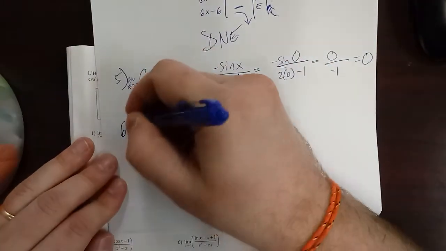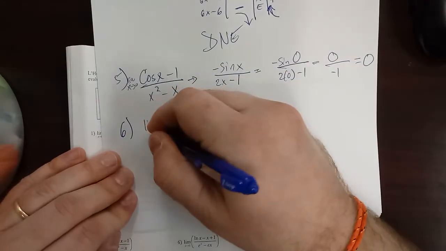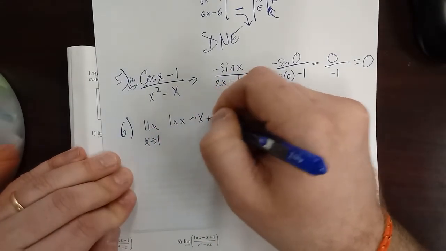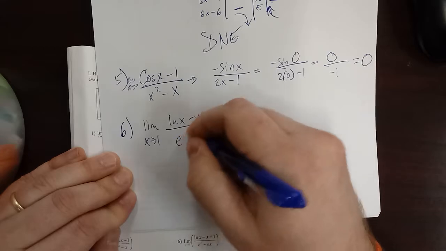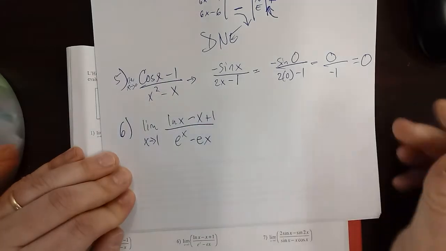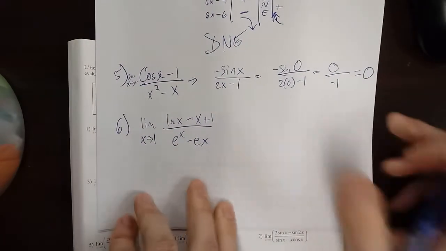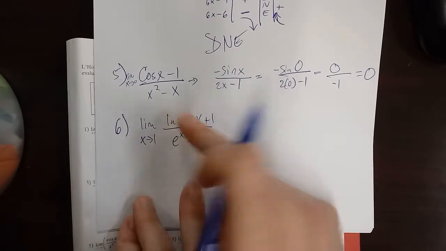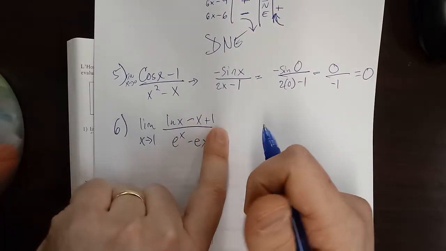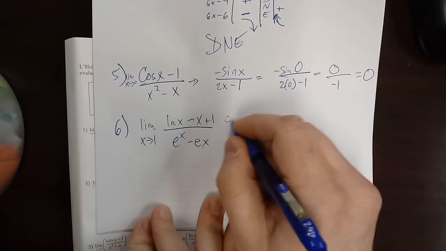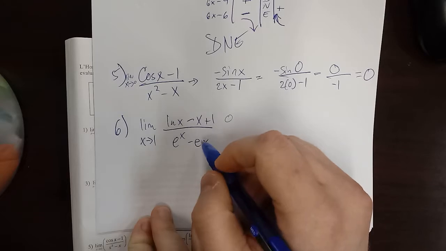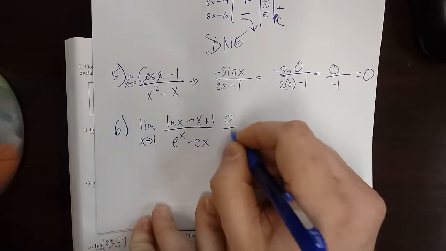All right. Number 6. 6 says the limit as x approaches 1 of the natural log of x minus x plus 1 over e to the x minus e times x. All right. Plugging in 1. Remember that the natural log of 1 is 0. So that's 0 minus 1 plus 1. We get 0 on the top. The bottom we get e to the 1, which is e, minus e times 1, which is e. E minus e is 0 as well, so 0 over 0.